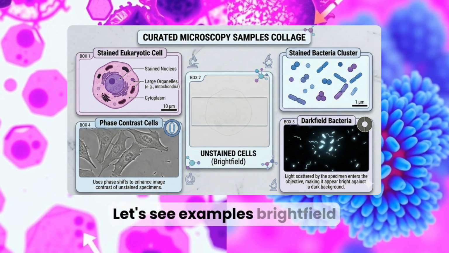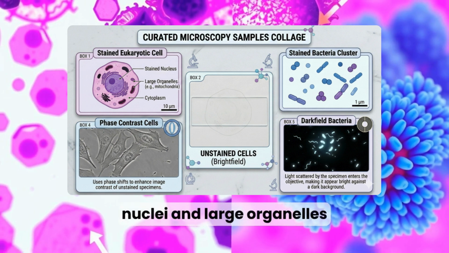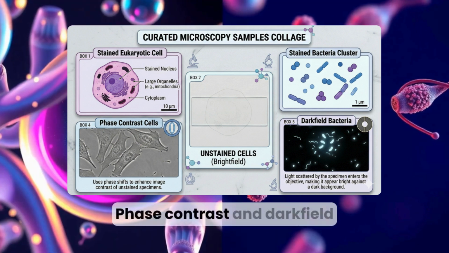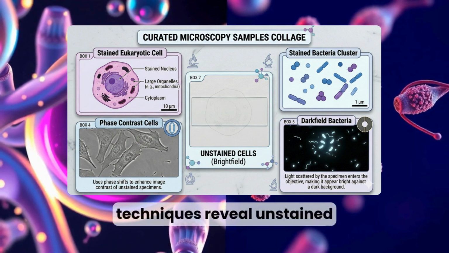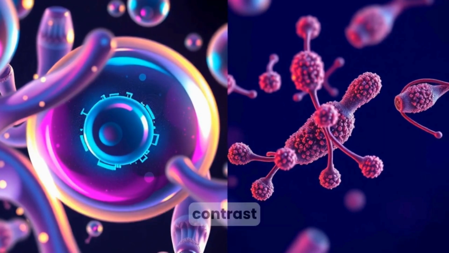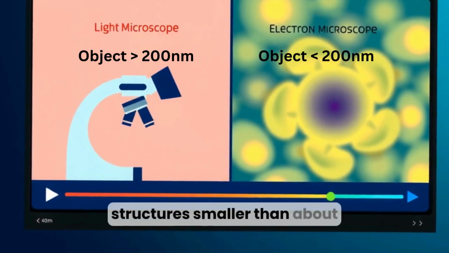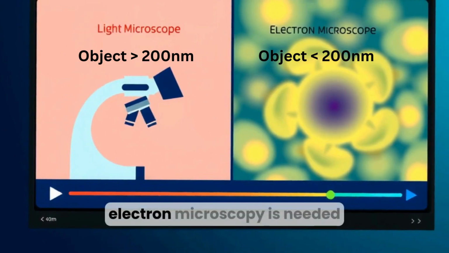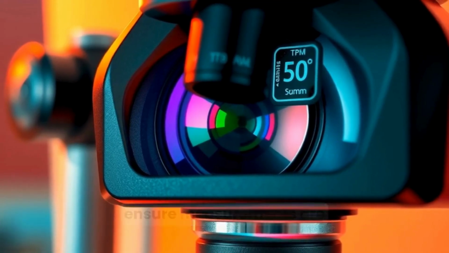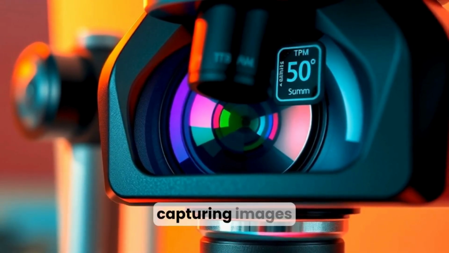Let's see examples. Bright field images of stained cells show nuclei and large organelles, while bacteria require higher magnification and staining. Phase contrast and dark field techniques reveal unstained live cells and motile bacteria without dyes by enhancing contrast. Remember limitations. Light microscopes cannot resolve structures smaller than about 200 nanometers, so electron microscopy is needed for finer detail. Calibration and scale bars ensure measurements are accurate. Always note objective power and camera settings when capturing images.